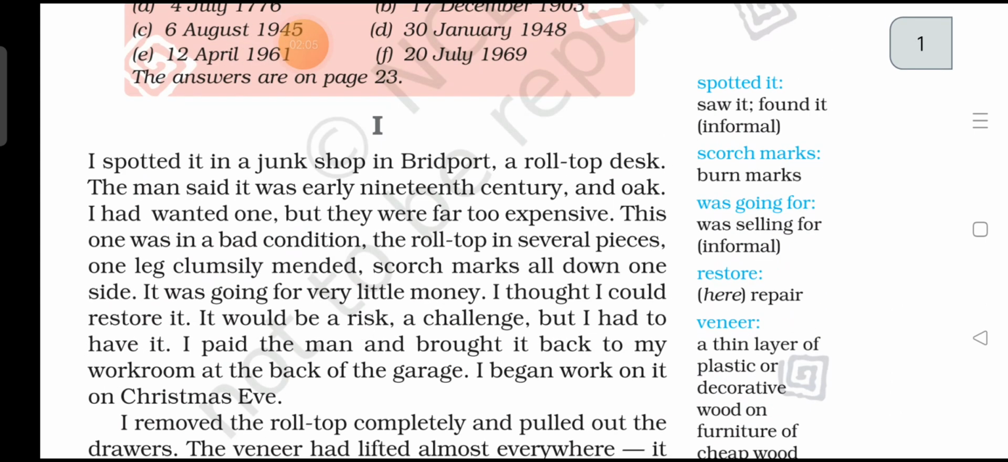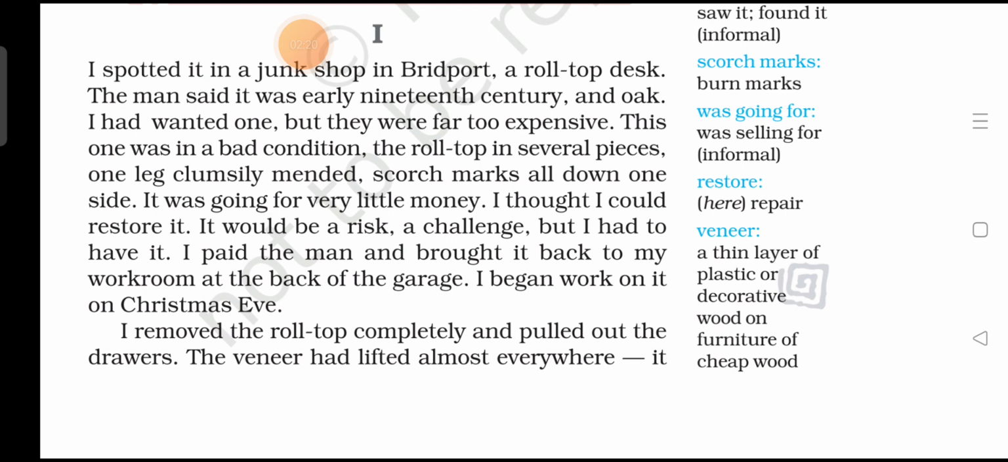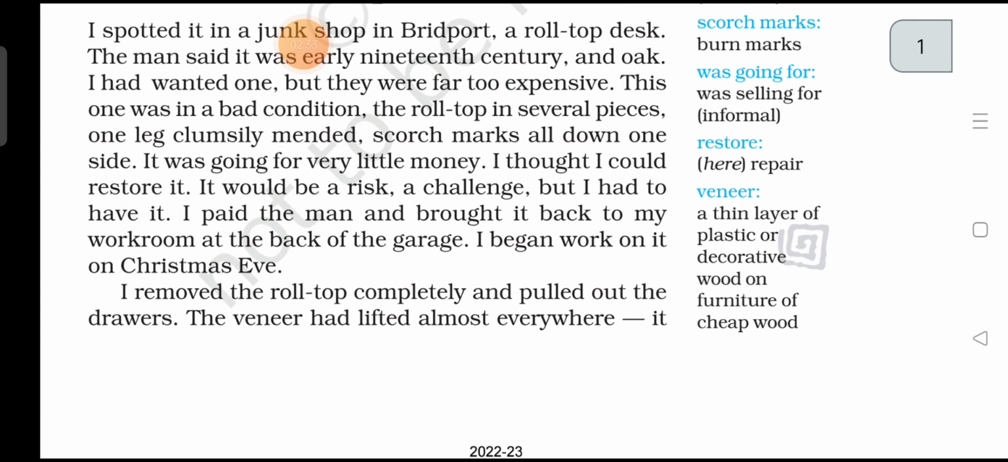Now the man said it was early 19th century and oak. So the roll top desk was made of oak tree. Oak tree wood is very good for making desks. So dear students, you should know this, that oak is used to make furniture and it is very good wood. Okay, the writer wanted one, but it was far too expensive, and it was in bad condition.